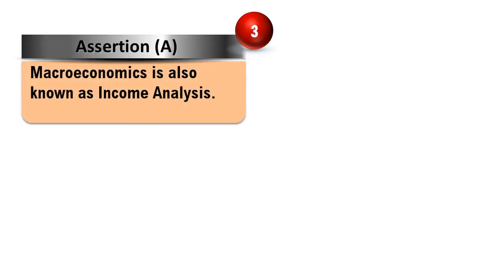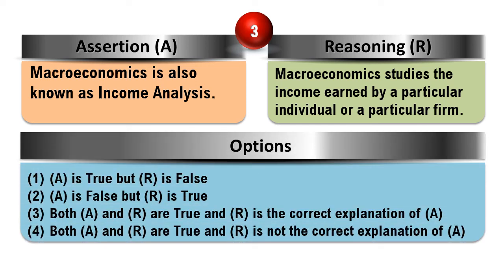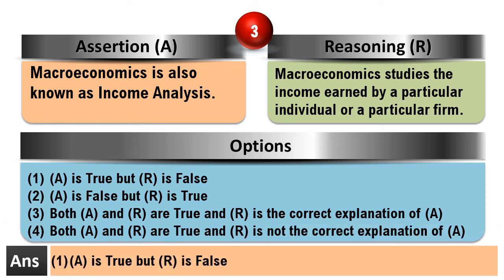3. Assertion. A. Macroeconomics is also known as income analysis. Reasoning. R. Macroeconomics studies the income earned by a particular individual or a particular firm. Options. 1. A is true but R is false. 2. A is false but R is true. 3. Both A and R are true, and R is the correct explanation of A. 4. Both A and R are true, and R is not the correct explanation of A. And the correct option is 1. A is true but R is false.